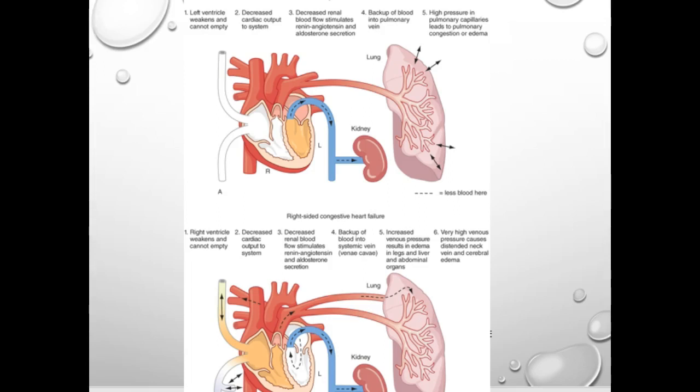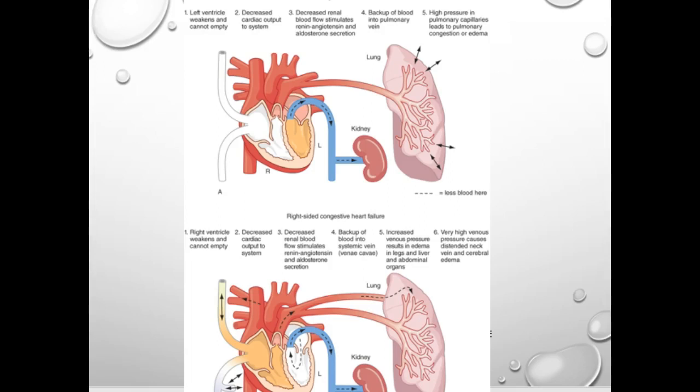Right-sided: right ventricle weakens, decreased cardiac output to the system, decreased renal blood flow stimulates renin-angiotensin, backup of blood in the systemic veins. It'll go into the superior and the inferior vena cavas. That'll increase the venous pressure. That'll push fluid back out into the tissues, causing edema. It'll also cause backup into the liver and the abdominal organs.